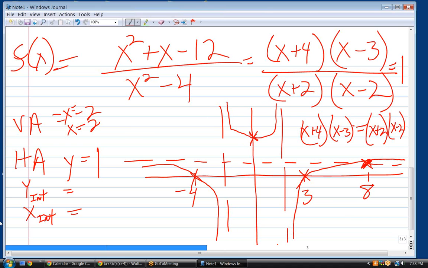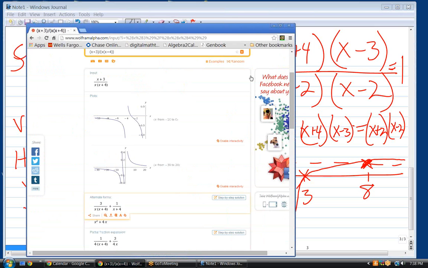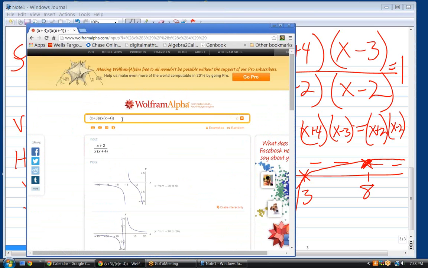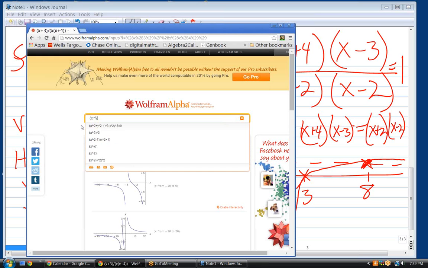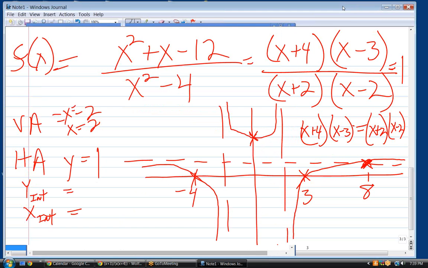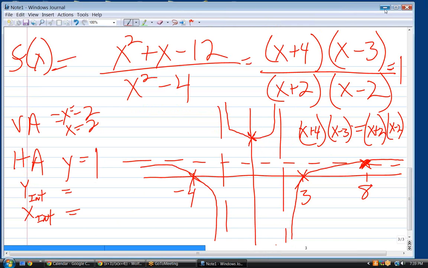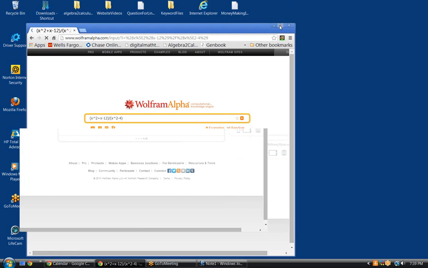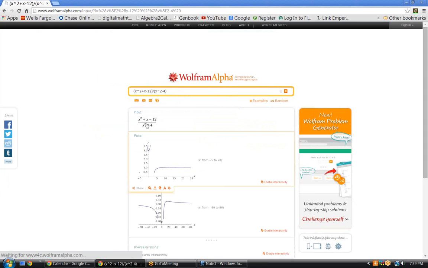Let's graph this function on Wolfram Alpha and have a look at it. Quantity x squared plus x minus 12 divided by x squared minus 4. Is that what I was supposed to have? X squared plus x minus 12, x squared minus 4. Okay, I got it right there.